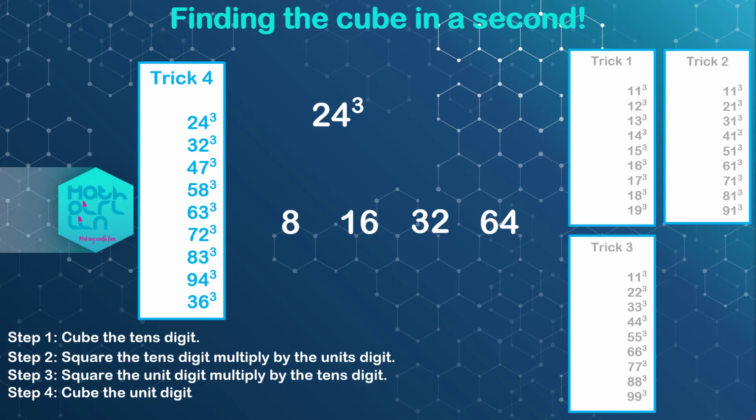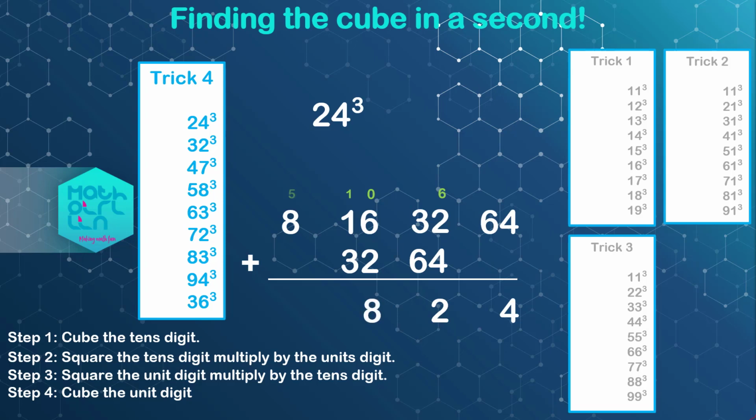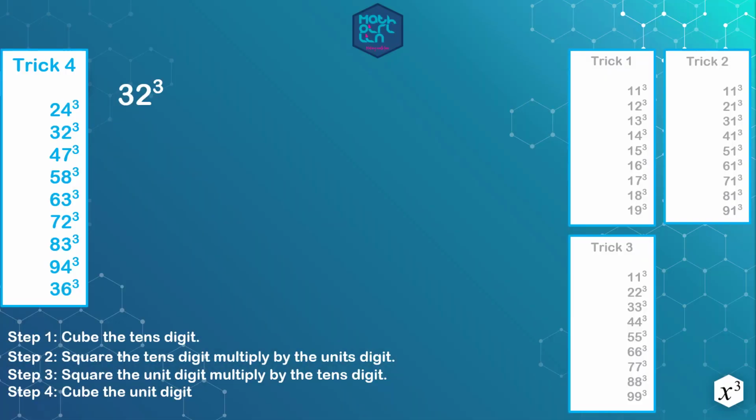Double of 16 is 32 and double of 32 is 64. Finally, we add. 4 and 6 gets carried forward. 64 plus 6 is 70, plus 32 is 102. We write the 2 and 10 gets carried forward. 32 plus 16 is 48, plus 10 is 58. We write the 8 and 5 gets carried forward. Finally, 8 plus 5 is 13. 24 cubed is 13824. One more. First, we cube the tens digit and you get 27.